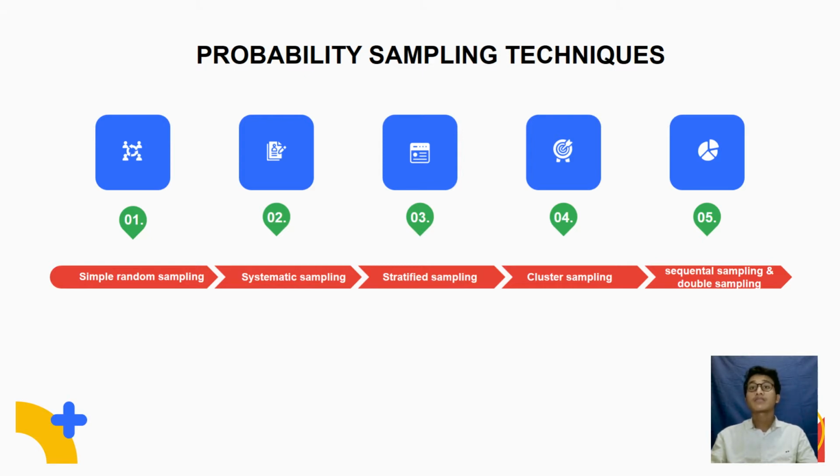The elements are then chosen by random sampling, like the SRS technique. Sequential sampling and double sampling. In sequential sampling, the population elements are sampled in sequence.